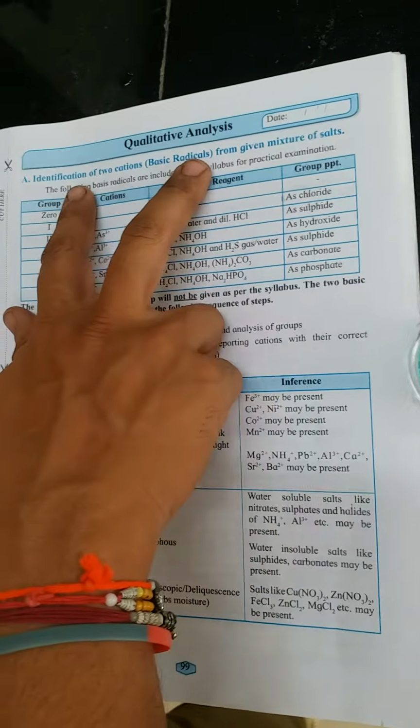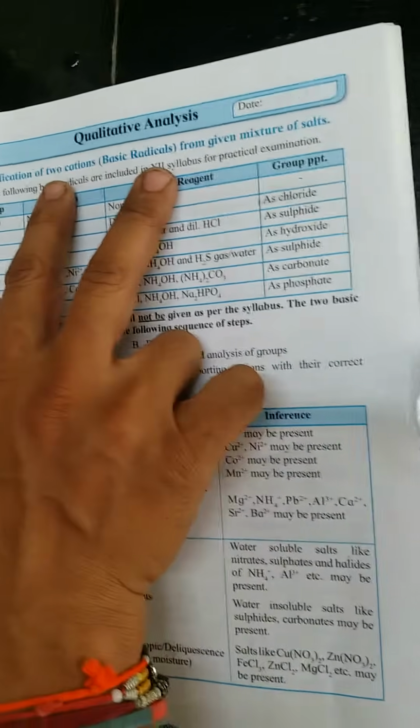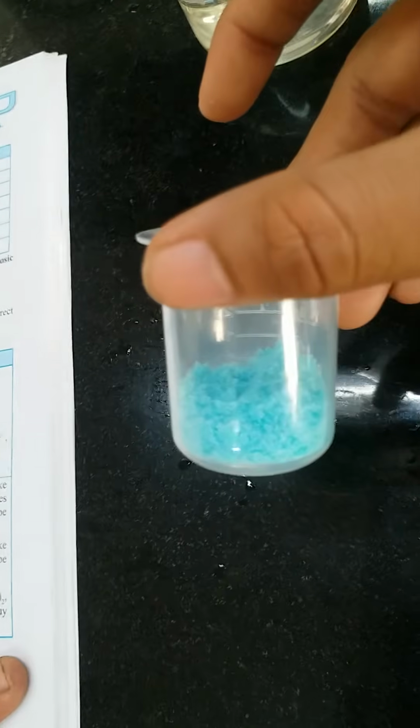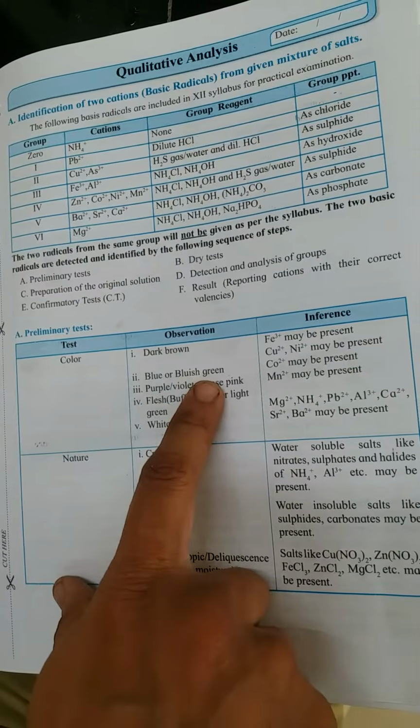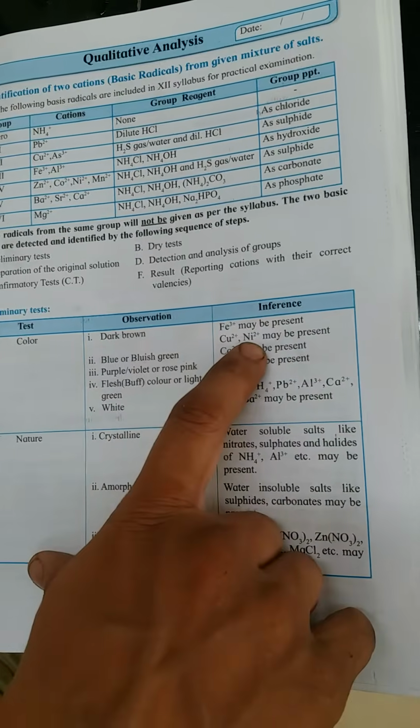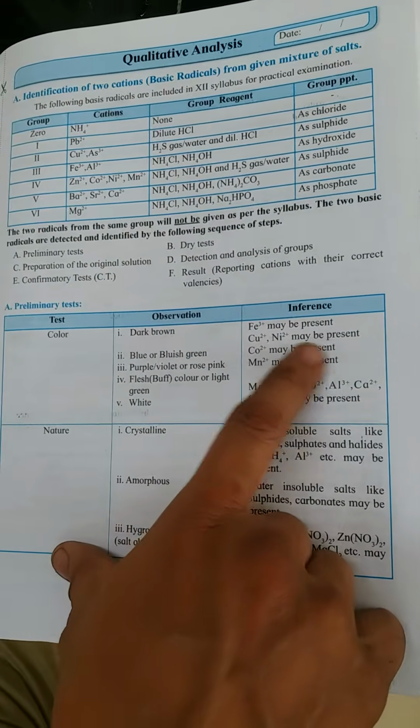Okay students, so we'll start with the qualitative analysis, in which we'll be finding the two cationic radicals. A salt is given to you. Again, you have to follow the same procedure which is given in your manual. First you'll be seeing the color of the salt. It is bluish white or bluish green in color. So you'll be writing copper, Cu plus 2, or Ni plus 2 may be present.